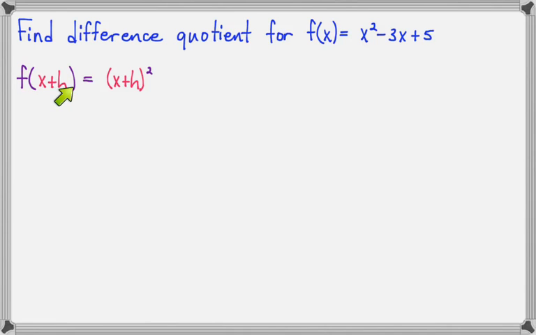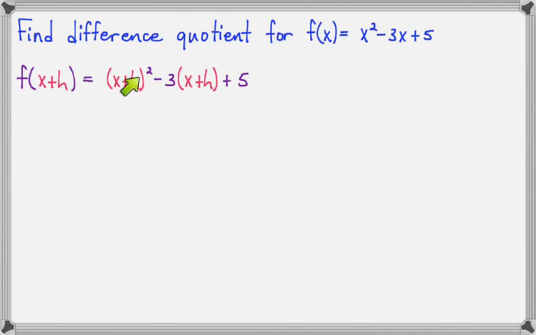So I take my function and I replace the x with x plus h. So it says x squared, I make it say x plus h squared. The function says minus 3x, so I make it say minus 3 times x plus h. And then the third term is plus 5. So these three terms I have to simplify.